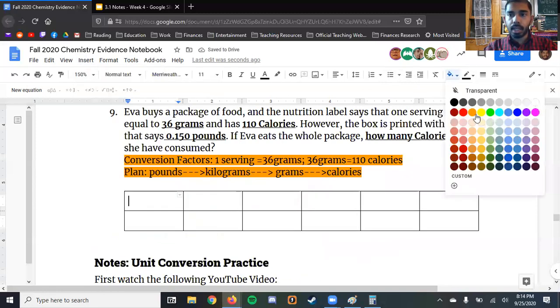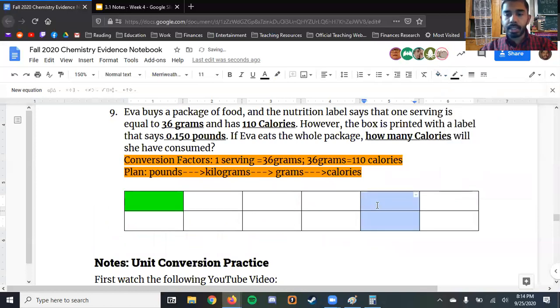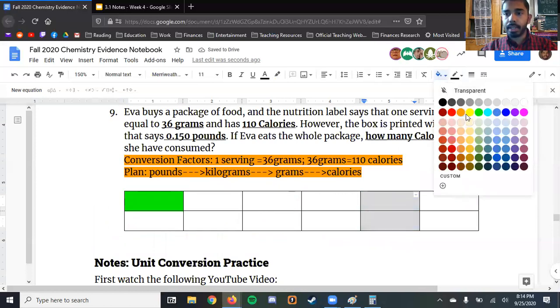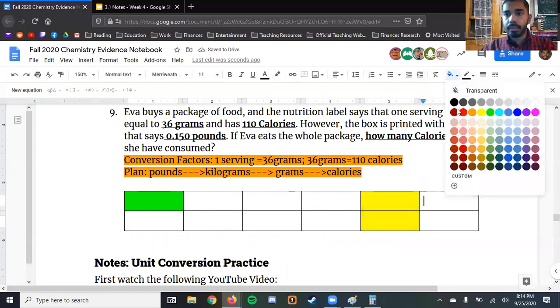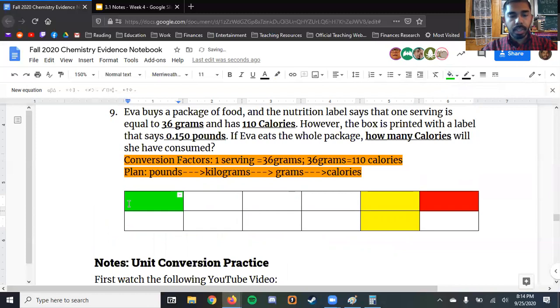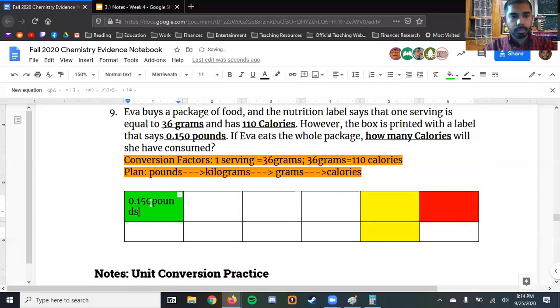The first box is going to have what we start with. The second to last box is going to have our math in it. And the final box will have our final answer. So what do we start with? We start with 0.15 pounds. That'll make it neat. We know that 1 kilogram is equal to 2.2 pounds. Always make sure you have your units on the opposite side, and also just keep track of your plan. Pounds to kilograms, that makes sense. We know that 1,000 grams is equal to 1 kilogram.